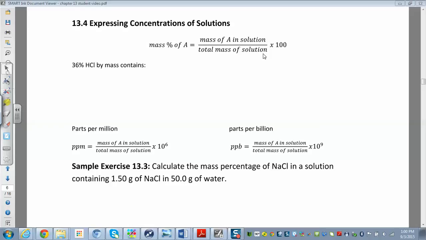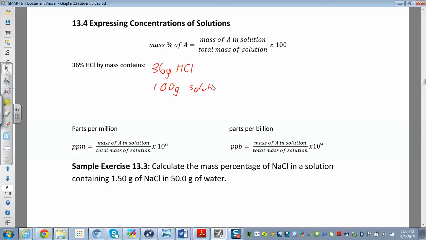So the way you can interpret something like that is, if we had 36% by mass hydrochloric acid, that means I really have 36 grams of HCl. Assume this is an aqueous solution. I have 36 grams of HCl in 100 grams of solution.